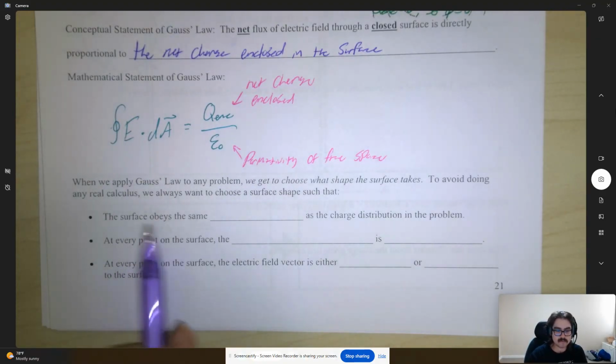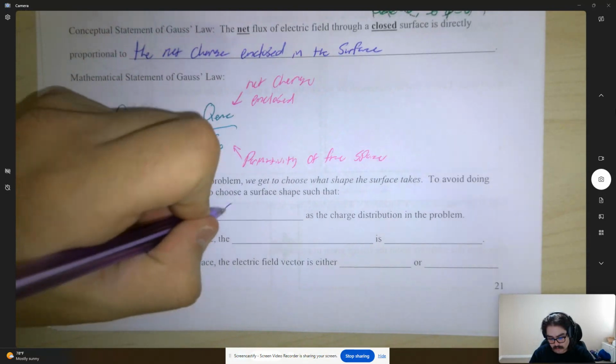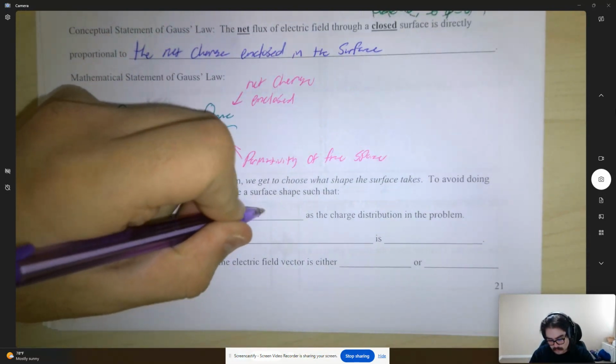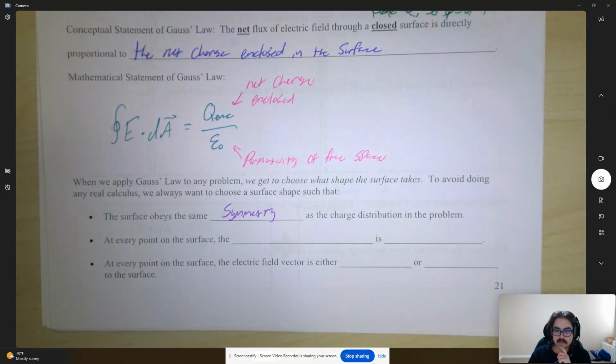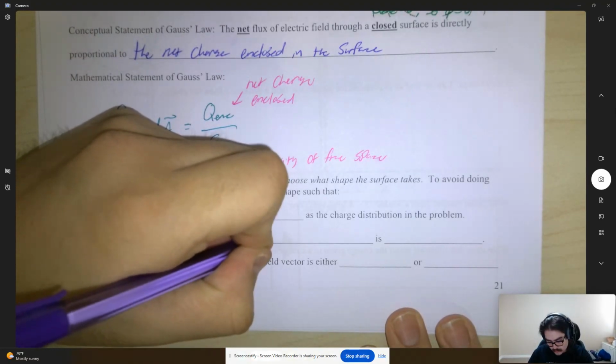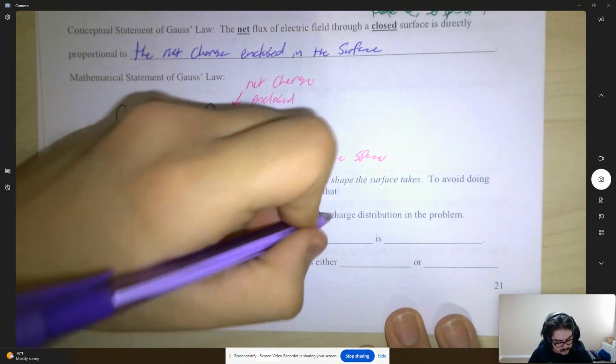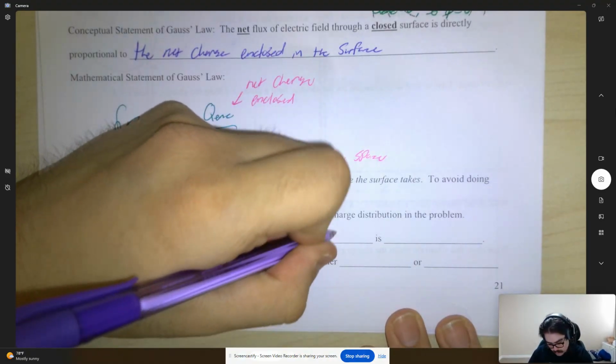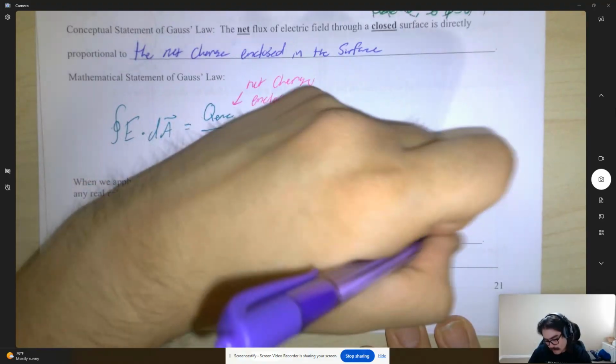First, the surface must obey the same symmetry as the charge distribution in the problem. Typically this means if the conductor is a sphere, we pick a bigger sphere. If it's a wire, which is cylindrical, we pick a bigger cylinder. Second, at every point on the surface, the E field strength is the same magnitude.